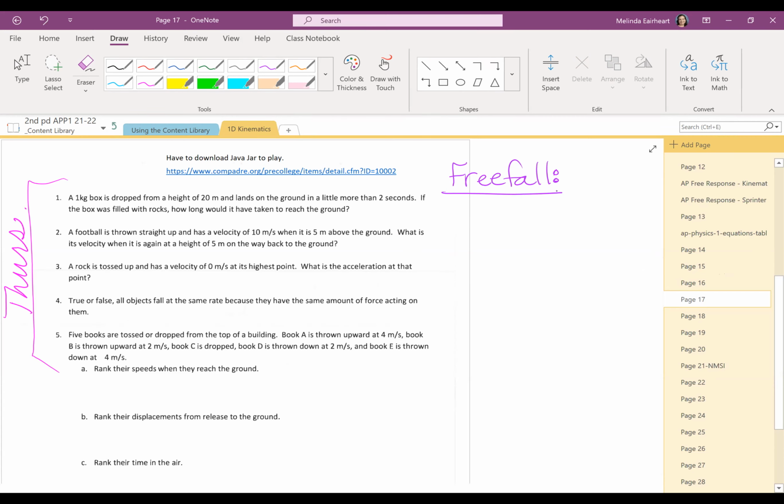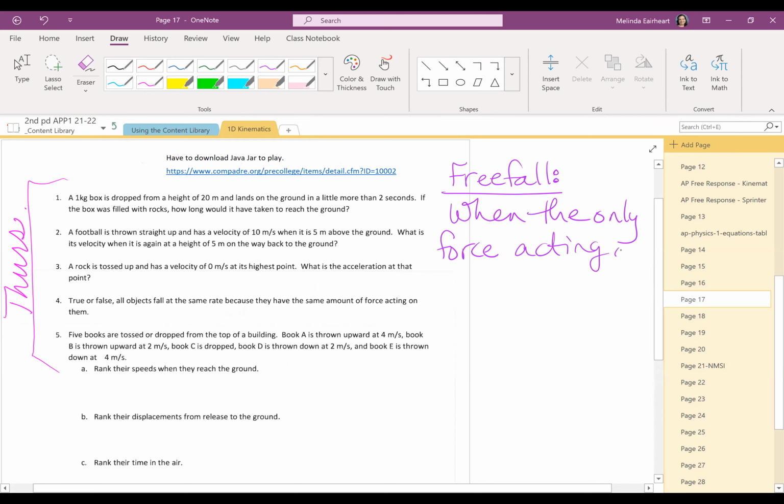The moment it's released, the moment it leaves your hand or whatever object that's supporting it, it's not, here's what it's not, only on the way down. That's incorrect, okay? And so it's when the only force, and yes, I'm saying the F word, it's all intertwined, when the only force acting on the object is gravity.